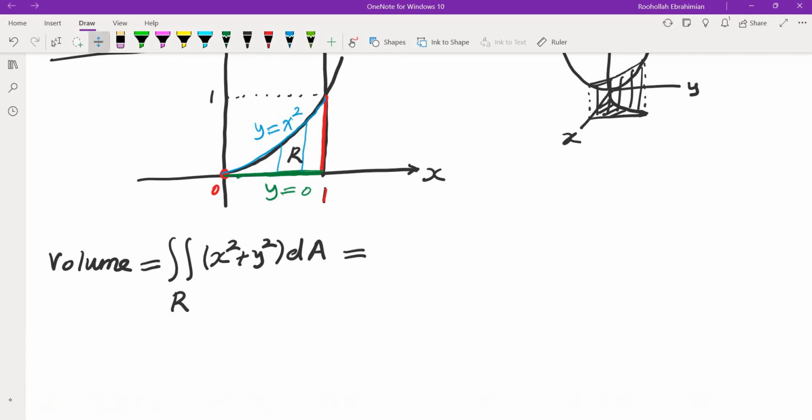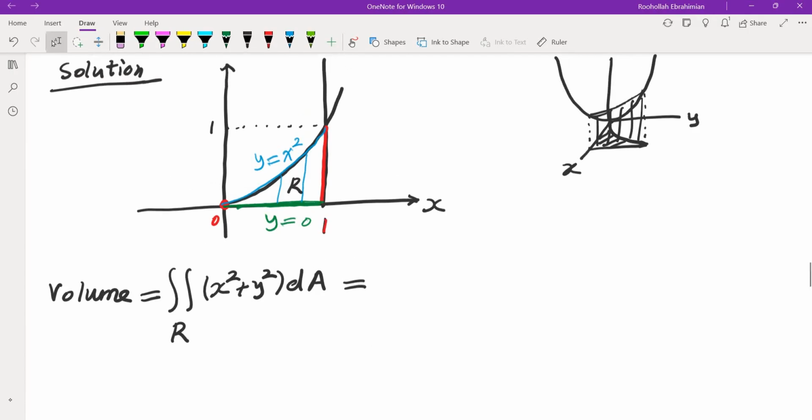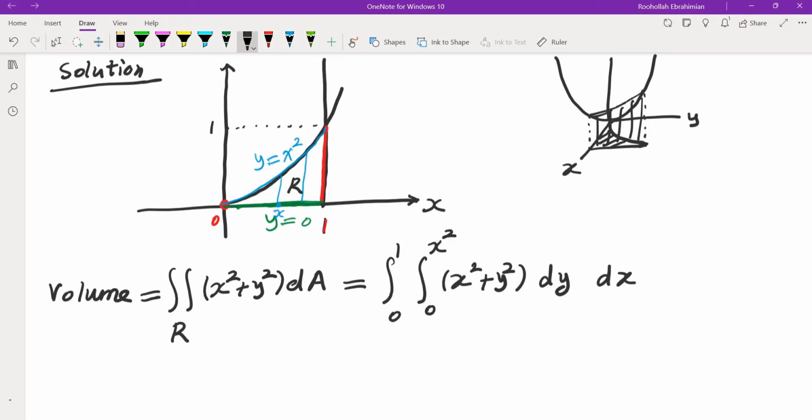Next, we have to change this one to dx dy by using the fact that this is vertically simple. So x squared plus y squared remains intact. For every given x, if you take some x here, we will have a limit for y. What is the smallest value of y? It's the bottom, which is 0. And what is the upper limit for y? It is x squared, dy. Next, we have to see what are the limits of x. Well, x can go from 0 to 1, and that would be dx.